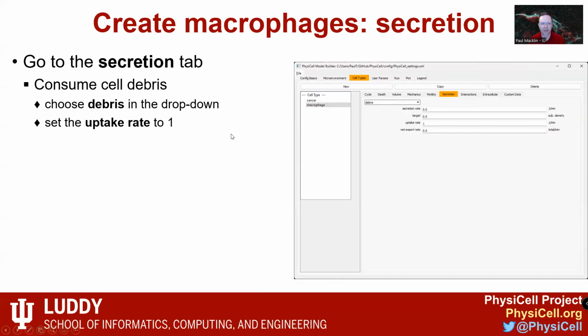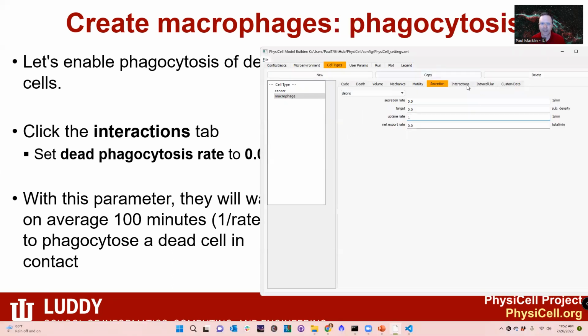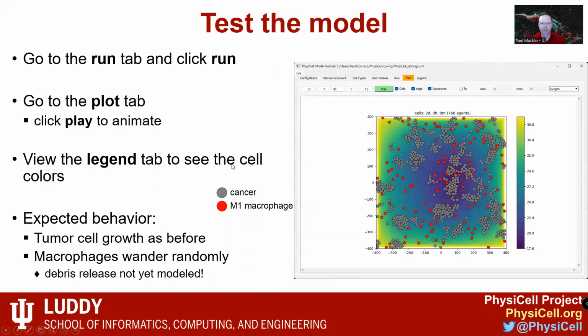We should be in good shape here. And then we're going to turn on phagocytosis. We'll go to the interaction tab, and we're going to set that macrophages should be phagocytosing dead cells. We'll give them a rate of 0.01. So on average they'll wait on the order of almost 2 hours before they phagocytose something. So hit Save, and let's see, we should be in pretty good shape.